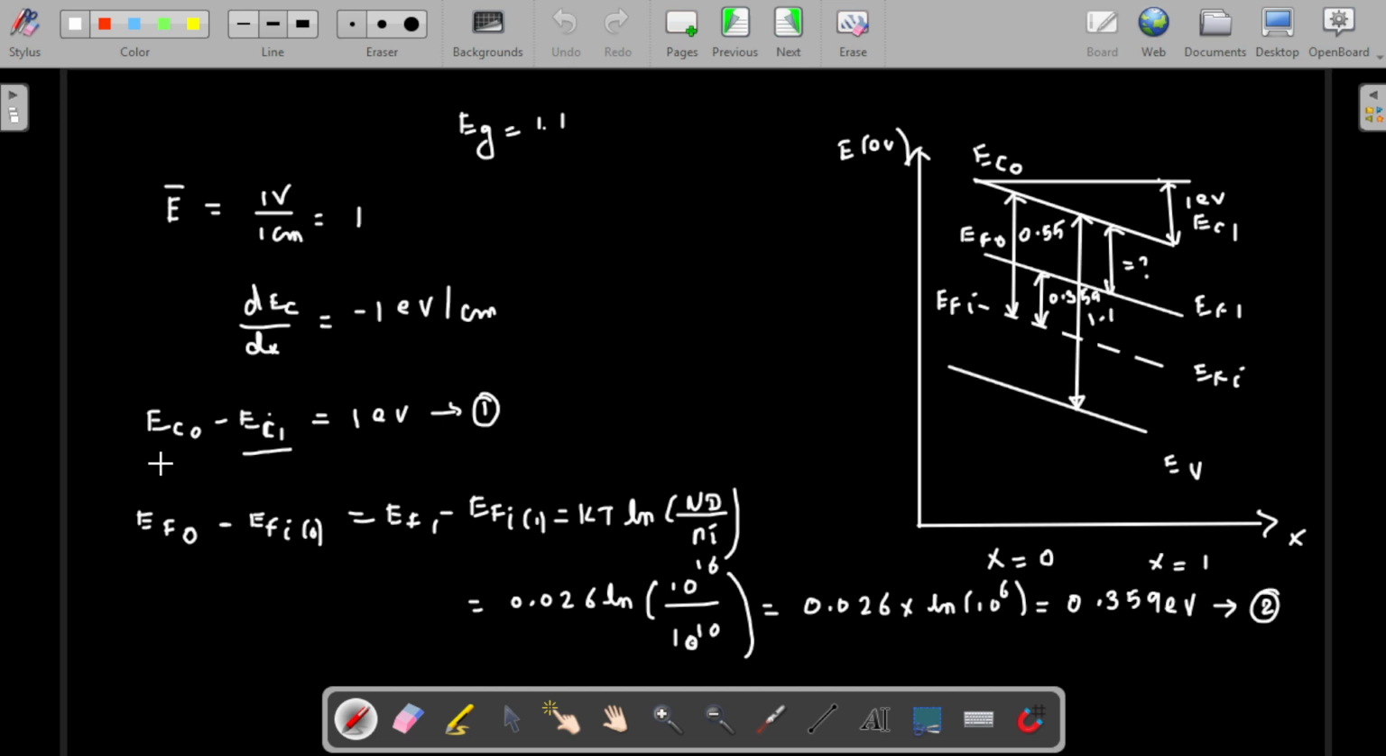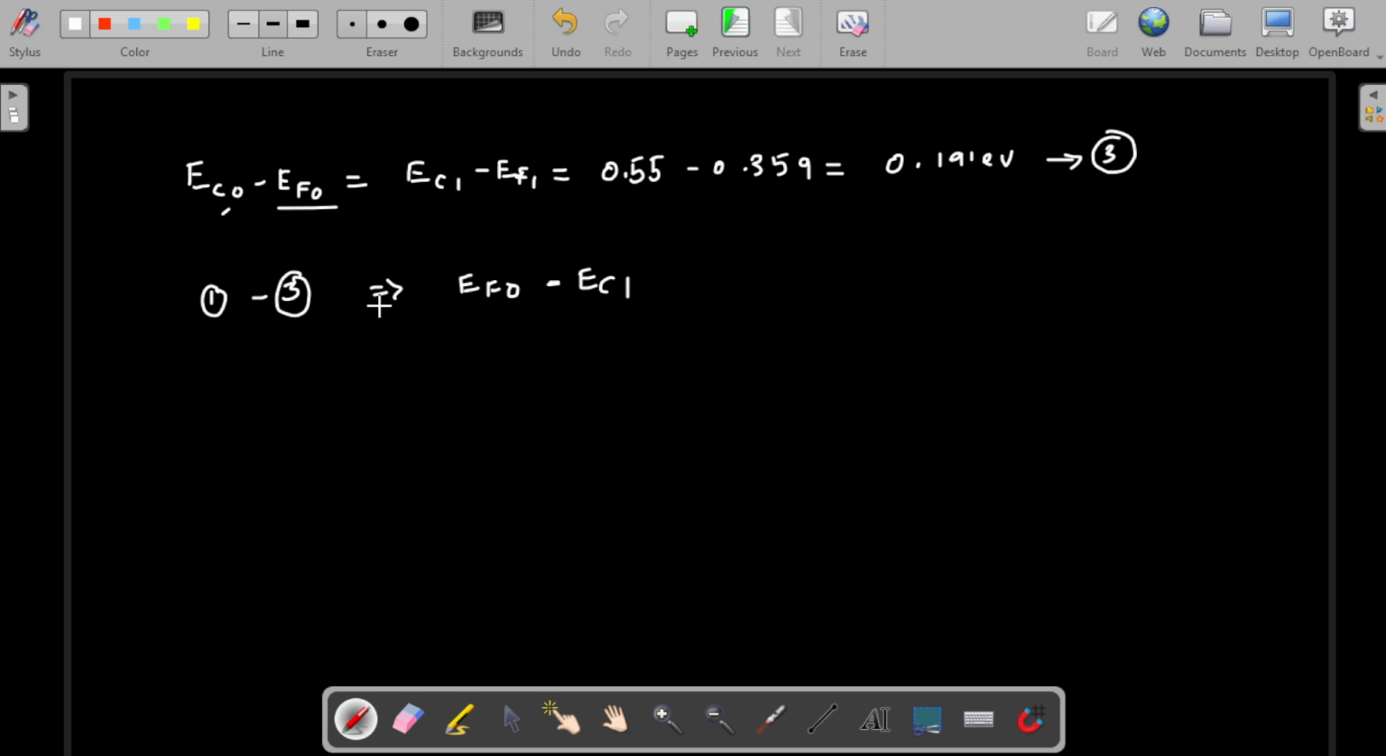The EC0 will be cancelled. This EC0 and this EC0 will be subtracted. So if we subtract, then 1 eV minus 0.191 eV, the answer will be 0.81 eV. So this is what the question asks.